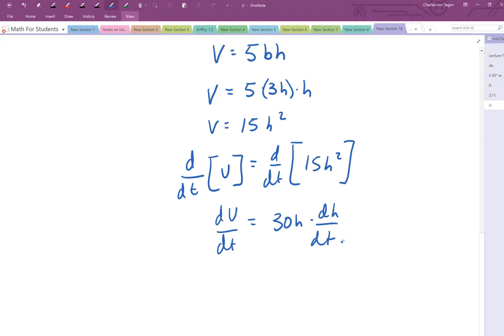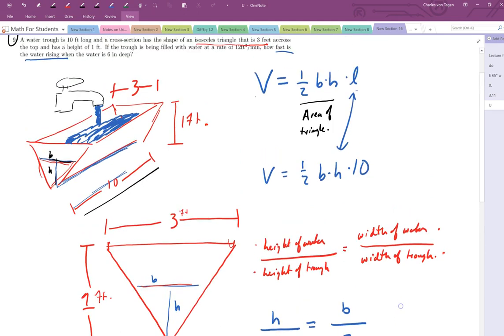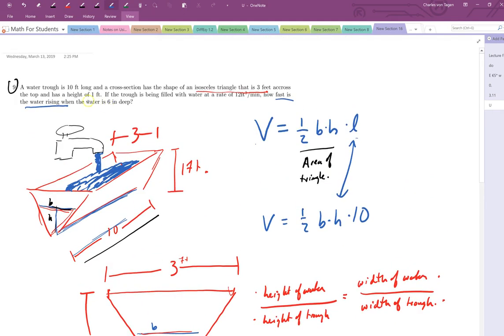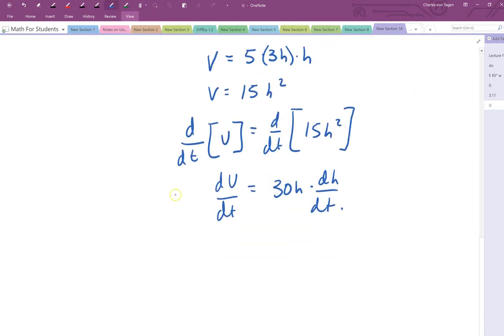Well, if we go back up to our problem statement, we were told that water is filling into the trough at a rate of 12 feet cubed per minute. That's how fast our volume is changing. So that right there is our dV/dt. And we're told that currently the water is 6 inches deep. So if we go down to our related rates equation, dV/dt we said is 12, and this is equal to 30 times h.